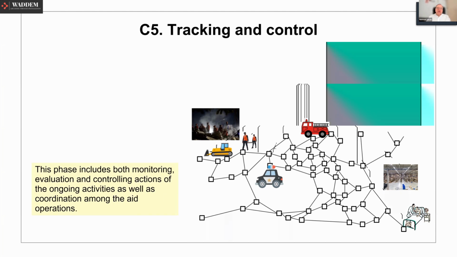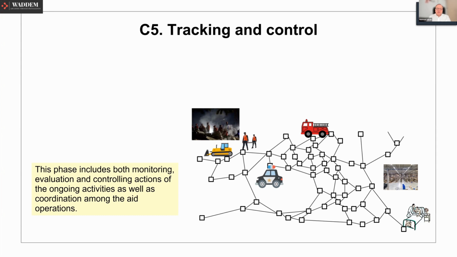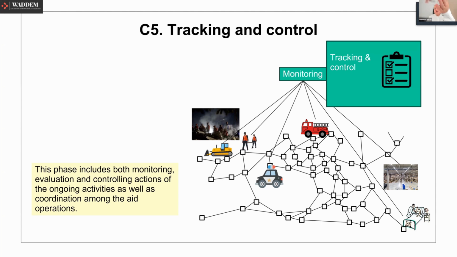Related to that is the tracking and control phase. This phase includes monitoring, evaluation, and controlling actions of the ongoing activities, as well as coordination among the operations. Again, we need monitoring. Then we can compare the current situation with the planned situation, and we may take corrective actions if needed.